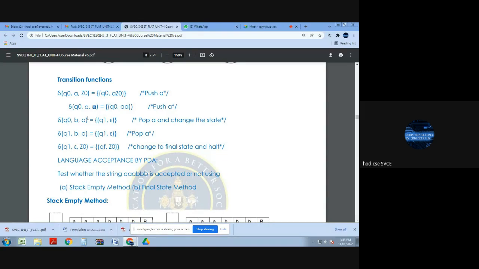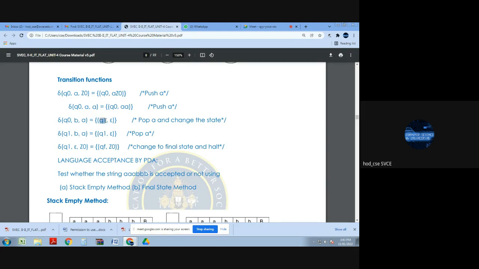Now if we get B, we have to remember, we change the state from Q0 to Q1. Now we are performing pop operations. So delta of (Q0, B, A) becomes (Q1, epsilon). Epsilon every time indicates the pop operation. So we are popping A from the stack. For one B, one A we are removing.